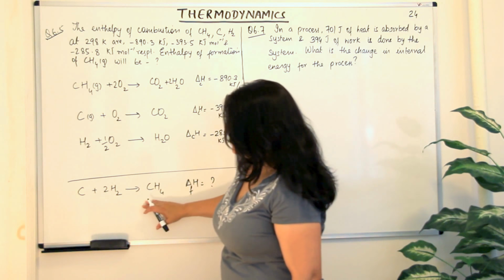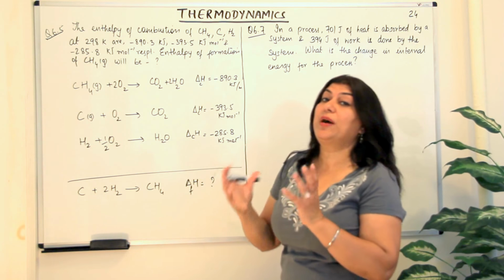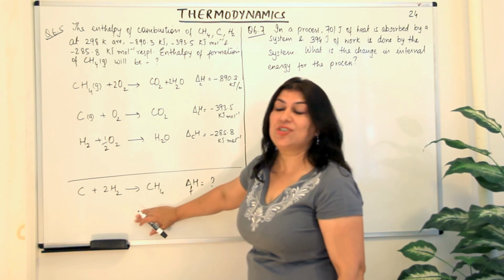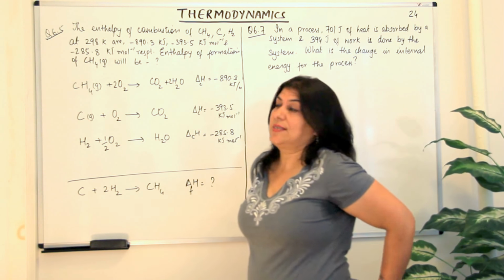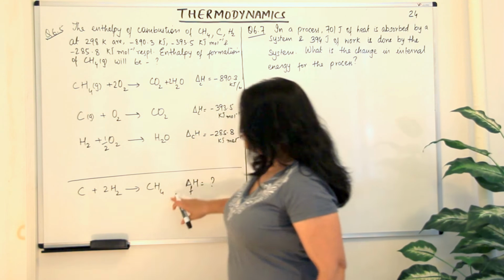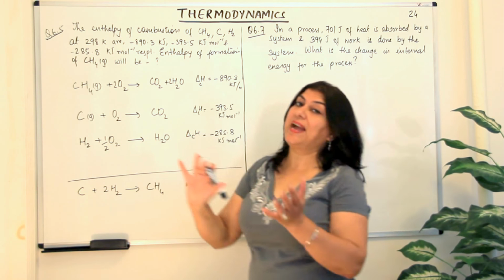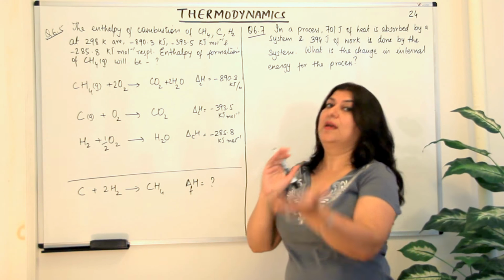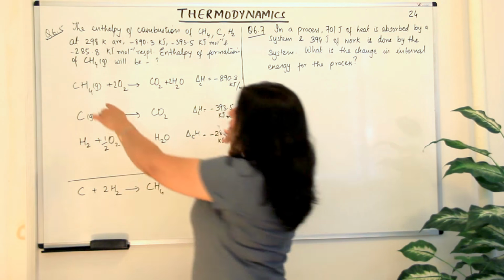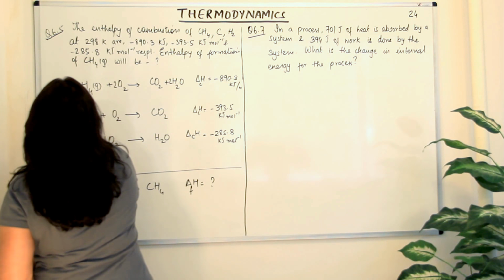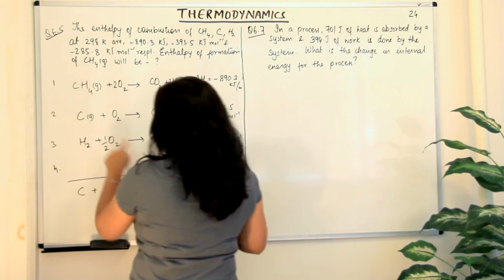If this is the desired reaction, what do we do about these equations to get it? We want carbon in the reactants, and we want methane in the products. So in the first equation, we have methane in the reactants. So the first hint that we get is to flip it. We will flip the first reaction. This is 1, 2, and 3. So we'll flip the first reaction to get the fourth reaction.